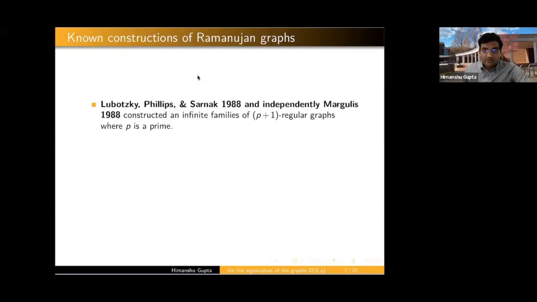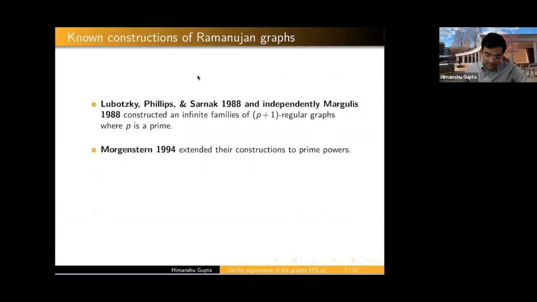There are some known constructions of Ramanujan graphs. In this famous paper by Lubotzky, Phillips, and Sarnak, and independently by Margulis, they constructed infinite families of p+1 regular Ramanujan graphs, where p is a prime. Later on, Morgenstern in 1994 extended their constructions to prime powers. So for prime powers plus 1, we have constructions of Ramanujan graphs. For all other values of k, we do not have constructions of k-regular Ramanujan graphs.